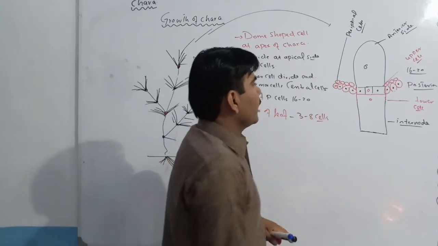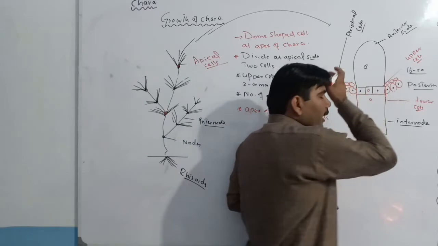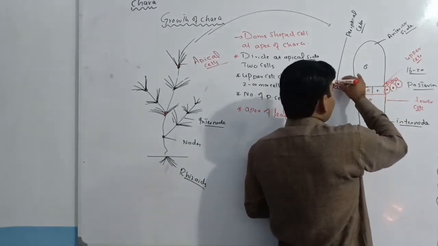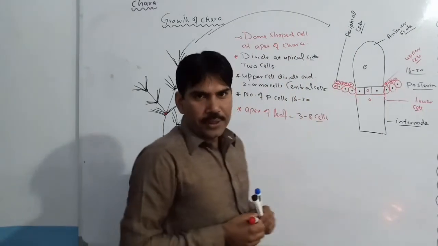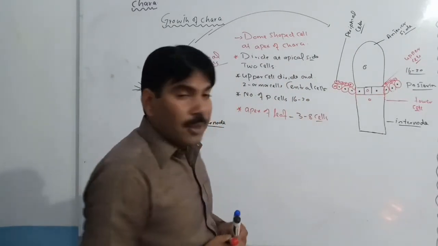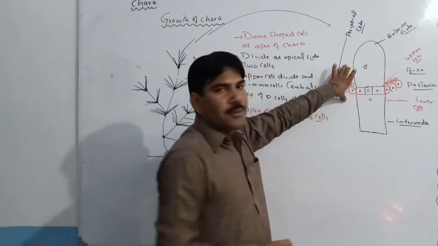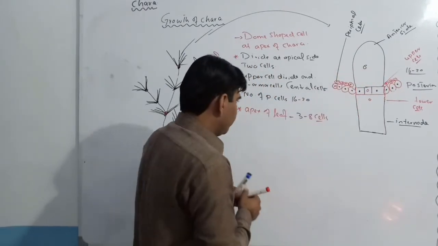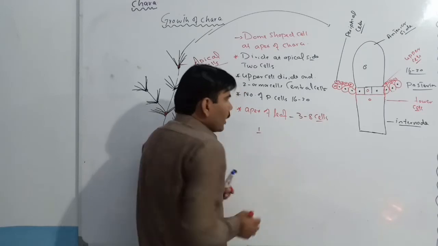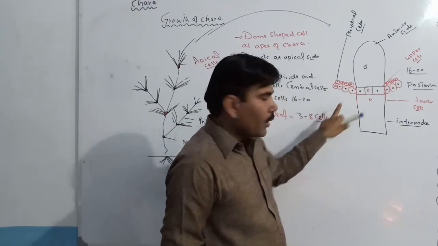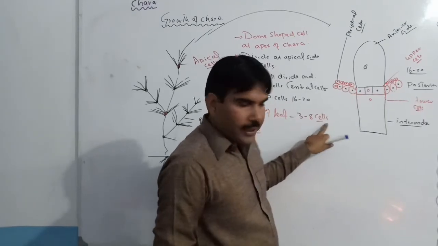But keep in mind, these cells which are present on the peripheral region make 3 branches, 3 structures. Which type of 3 structures are formed as a result of division of these peripheral cells? Number 1, these cells divide and produce up to 3 to 8 cells.